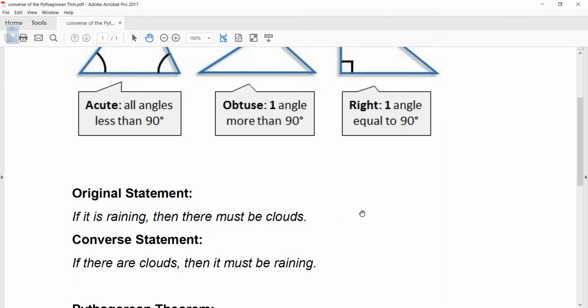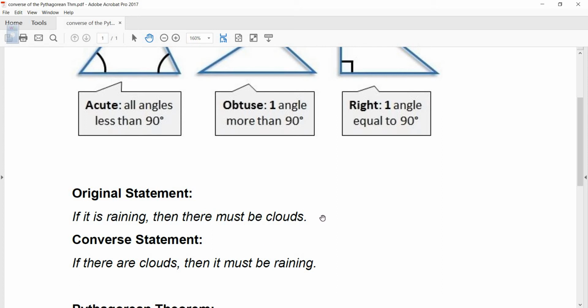Now the converse of that statement switches it around, and it makes the hypothesis the conclusion and the conclusion the hypothesis. So instead of saying if it's raining, then there's clouds, we say if there are clouds, then it must be raining. Do you see how we switch those around?